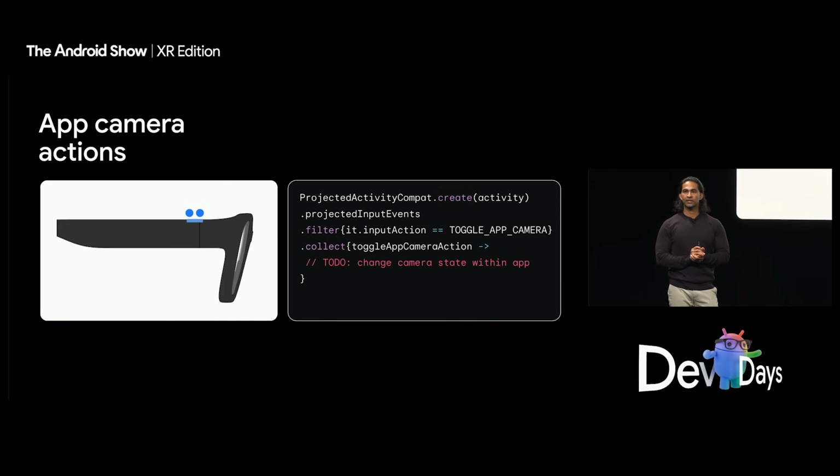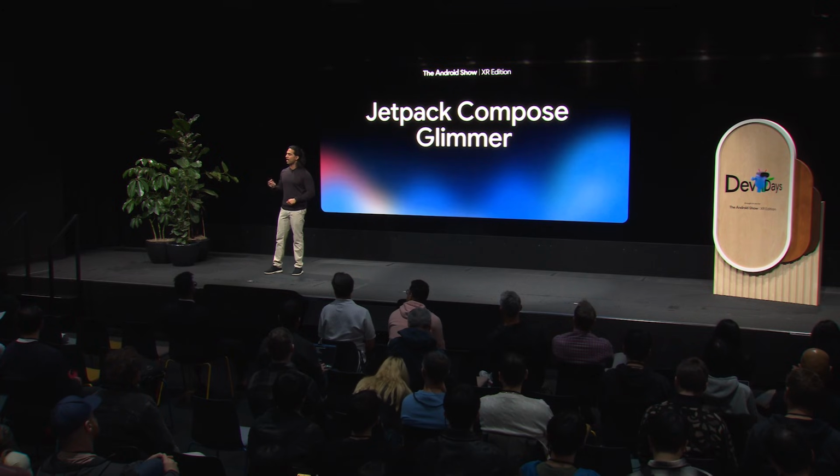We have covered the fundamentals of building for AI glasses, focusing on aspects of development that will feel familiar, while highlighting where the Jetpack Projected library can specifically assist and enhance your development workflow. Now, I will hand it back over to Tram to talk about how to make your apps look beautiful using Jetpack Compose Glimmer.